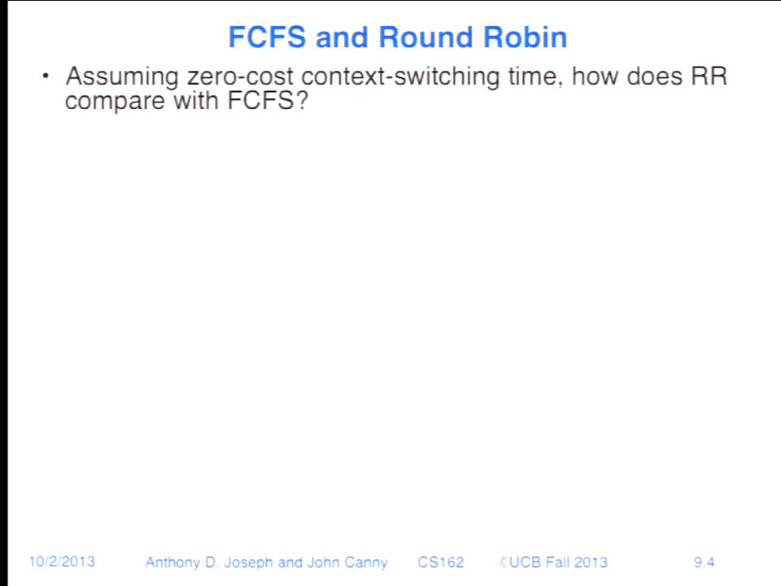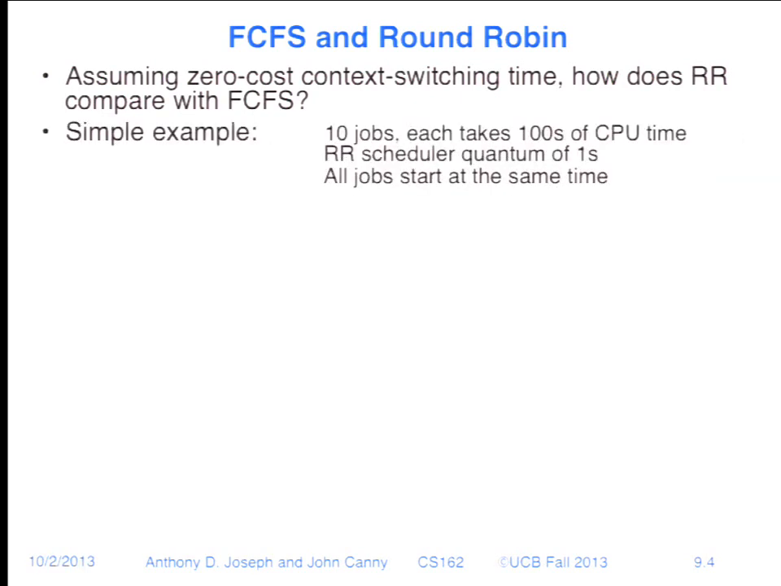All right, so let's quickly look at an example of that. Even if you haven't seen this, this is probably going to be fairly intuitive. Imagine we have 10 jobs, each of them taking hundreds of seconds of CPU time, and we have a round robin scheduler with a quantum of 1 second. So it's allocating chunks of 1 second in this round robin fashion to each of the ready jobs.